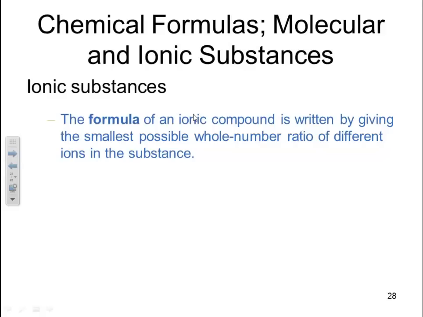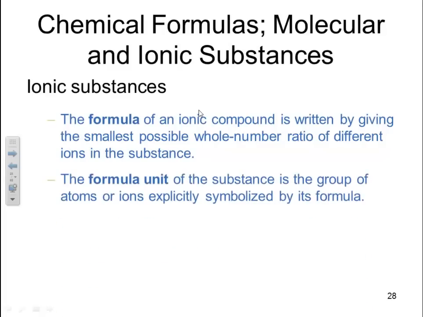The ratio of atoms in an ionic compound is displayed in something called the formula. The formula of an ionic compound is written by giving the smallest possible whole number ratio of different ions in the substance. This is comparable to the molecular formula for molecular substances. The formula unit of a substance is a group of atoms or ions explicitly symbolized by its formula, comparable to the term molecules, where we're talking about molecular substances.